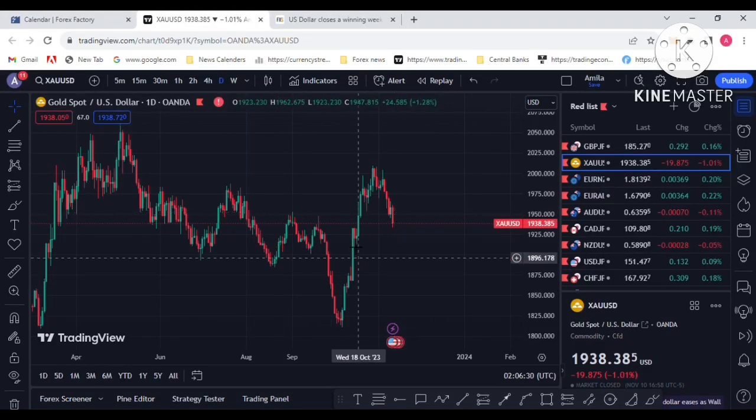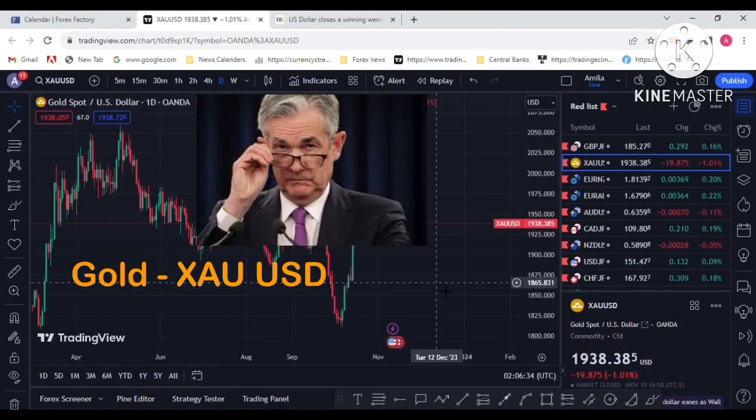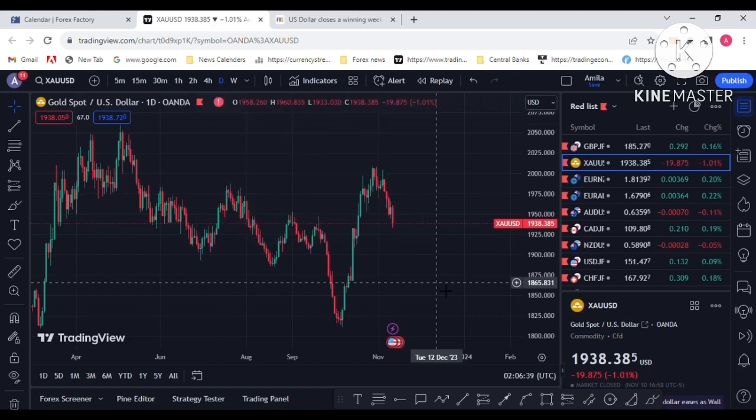Today I am going to analyze the gold weekly analysis for your next week of gold trading. Last week I mentioned that price would drop to the 1950 level, and that is what happened. 1938 is the current price level of gold.